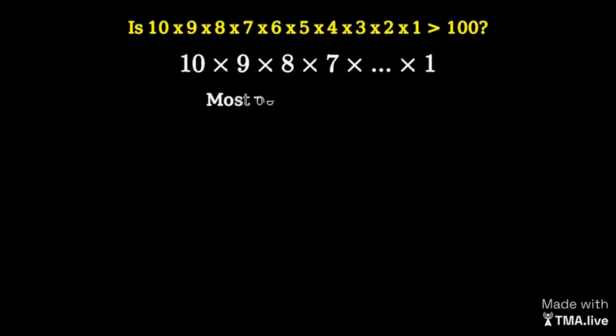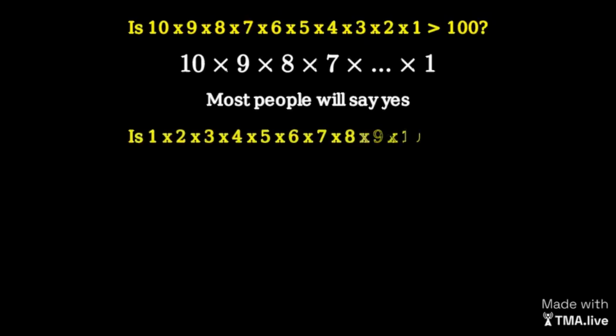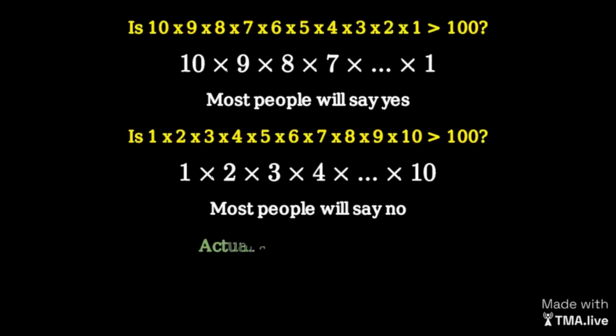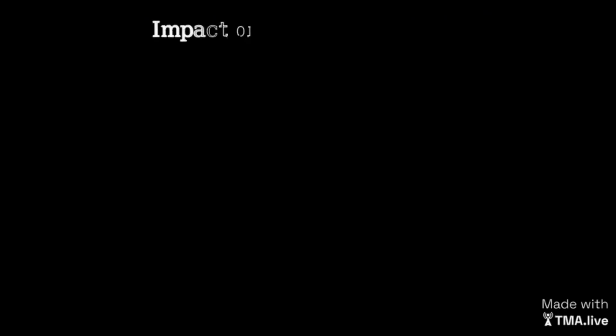Let's illustrate with a numerical example. If you're asked if 10 times 9 times 8, and so on, is greater than 100, most people will quickly say yes. But if you start with 1 times 2 times 3, and so on, most people will say no. The starting numbers act as the anchor, influencing the initial perception, even though the actual product is the same.